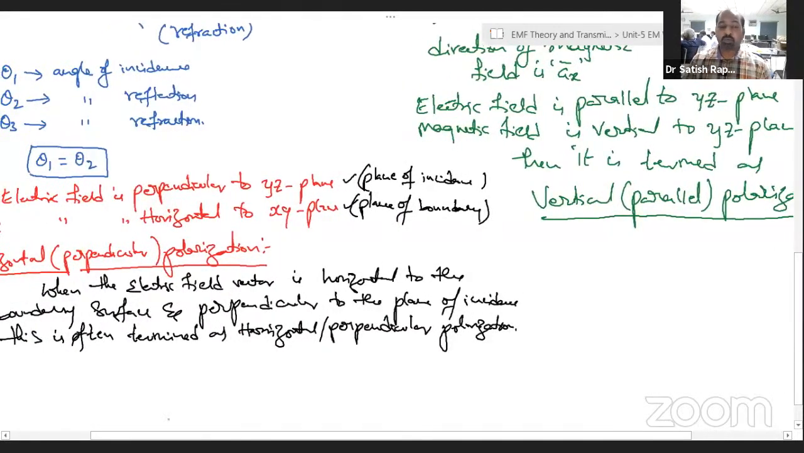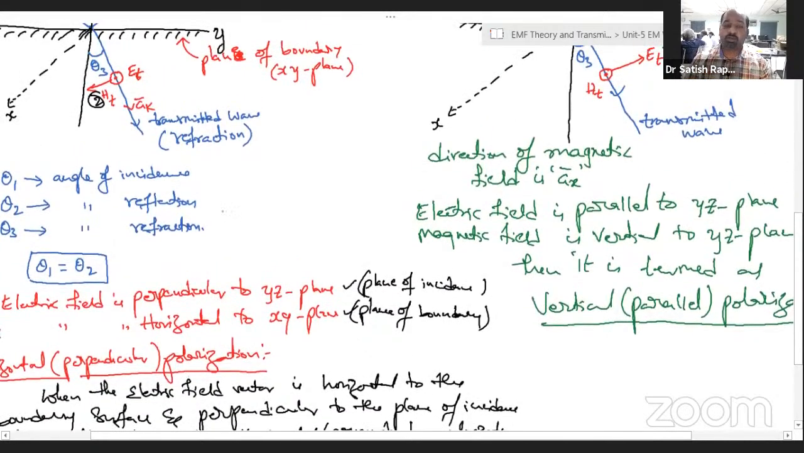So generally vertical in the sense perpendicular, right? Vertical in the sense perpendicular, and we use like that. Horizontal means parallel. But here you don't get confused here, right? So here perpendicular in the sense 90 degrees, right? And parallel in the sense it may be any, right? So parallel to the boundary. It may be in this direction, or it may be in this direction, or it may be in this direction. So this is parallel, right?